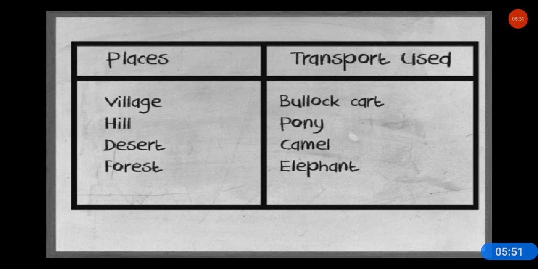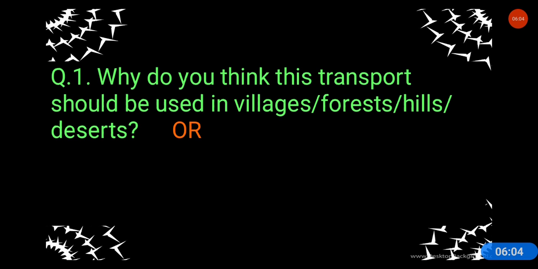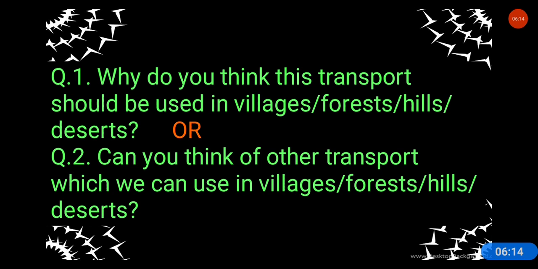So remember these points again. In village we use bullock cart, in hills we use pony, in desert we use camel, in forest we use elephant to go from one place to another. Now let me ask you this question. Why do you think this transport should be used in village, forest, hills or deserts? Or can you think of other transport which we can use in village, forest, hills or desert?